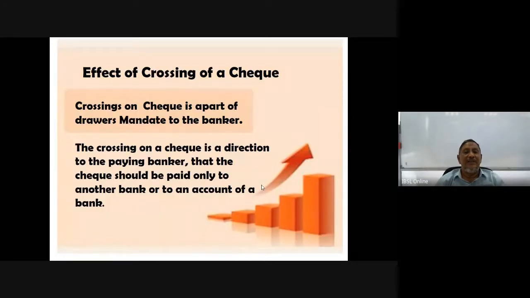Crossing on a check is part of the drawer's mandate to the banker, the paying banker as well as the collecting banker. Crossing is an order. If it has a crossing, it's an order given by the customer to the collecting banker not to pay cash over the counter on this check. It has to be deposited to an account and cleared through the account.